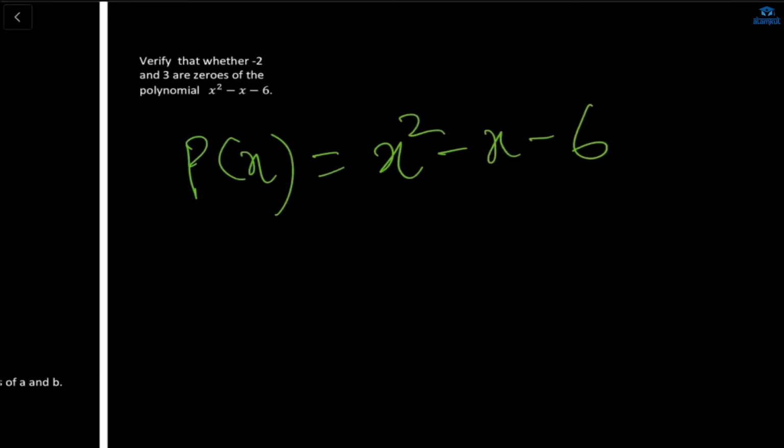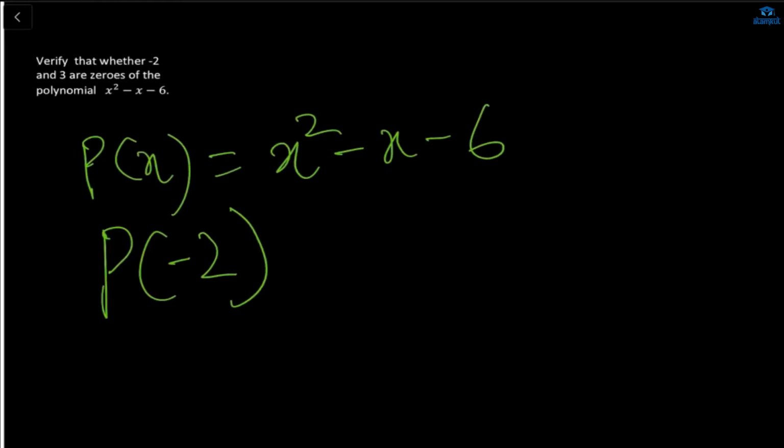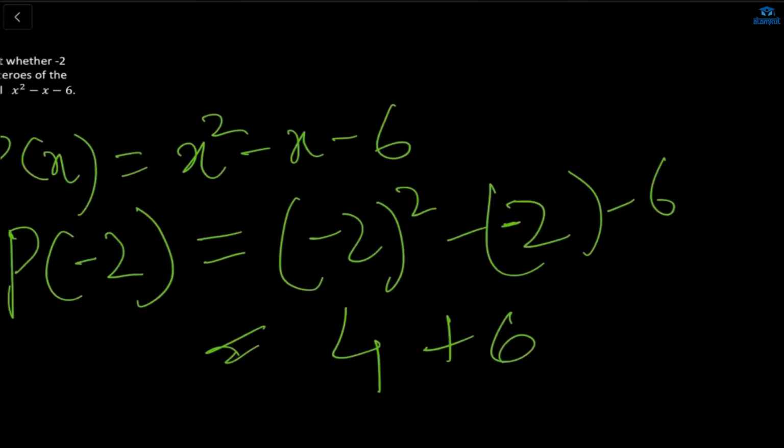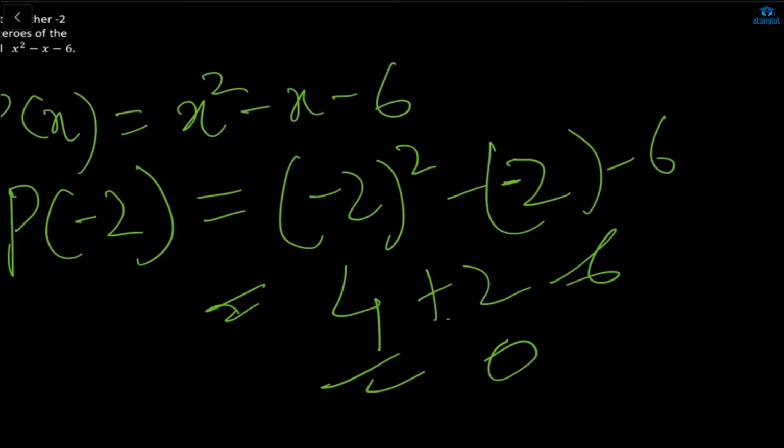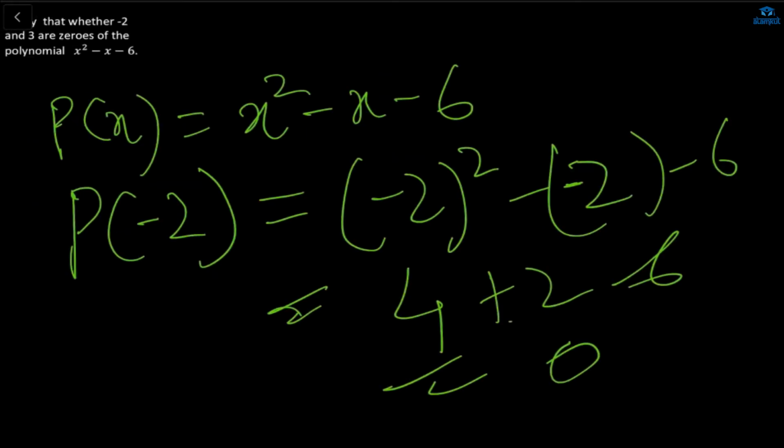Now we have to check whether minus 2 is the zero of the polynomial or not. How can we do it? We will put the value of x as minus 2 and check the whole polynomial value. What will be the complete value of the polynomial? It will be 2 minus 6... sorry, it is 0. So that means minus 2 is the zero of the polynomial.